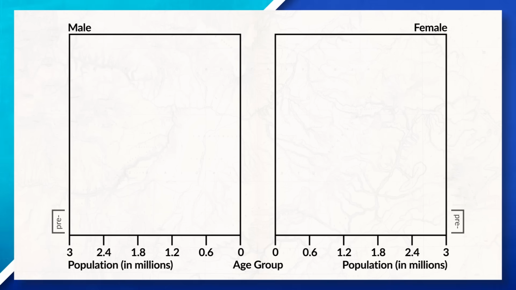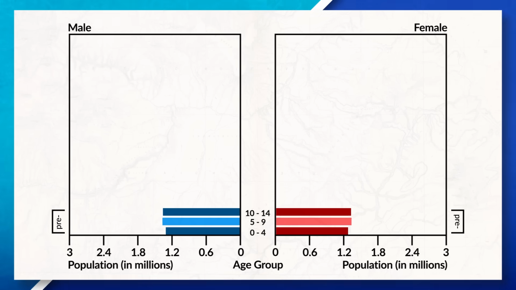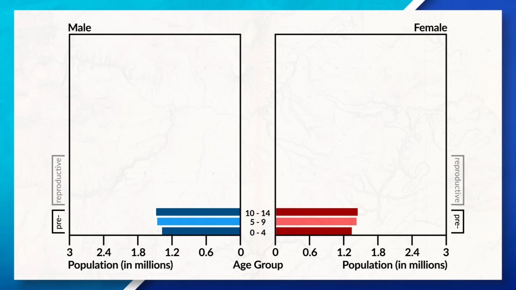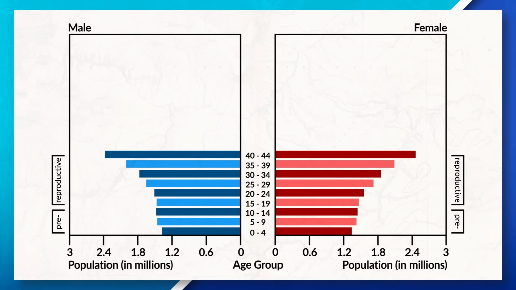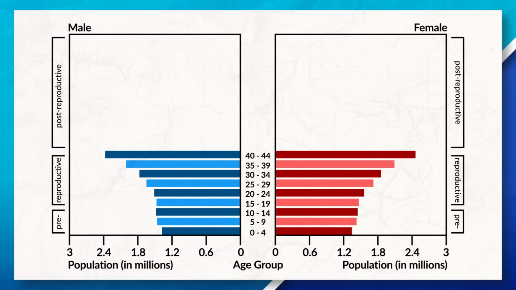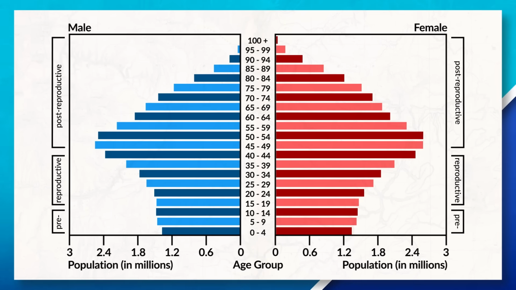The first being pre-reproductive years, which consists of individuals who are between the ages of 0 to 14. The second being reproductive years, which consists of individuals who are between the ages of 15 to 44. And lastly, post-reproductive years, which consists of people who are 45 years and above.